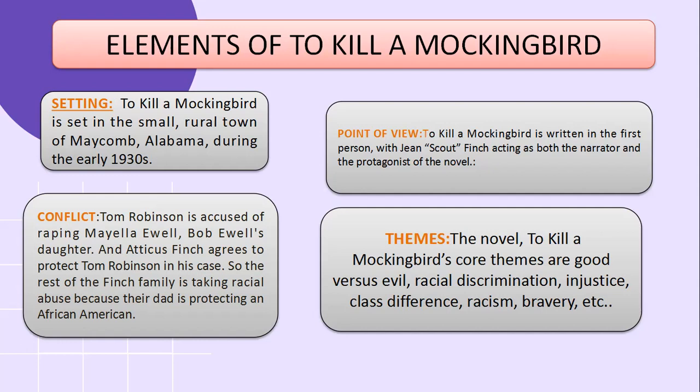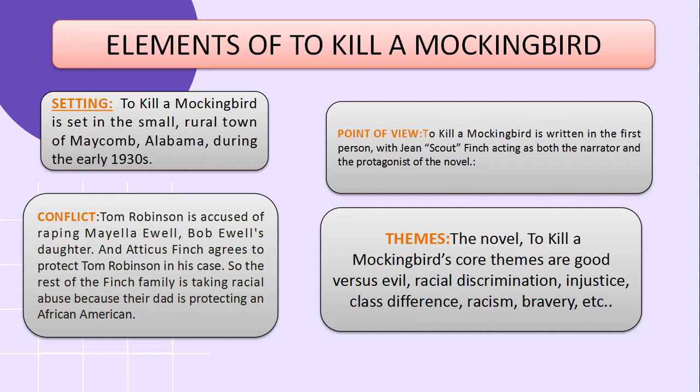The conflict: Tom Robinson is accused of raping Mayella Ewell, Bob Ewell's daughter, and Atticus Finch agrees to protect Tom Robinson in his case. The rest of the Finch family is taking racial abuse because their dad is protecting an African American. Actually, the conflict can be categorized in three different ways. The first one is man versus self. It happens between the sheriff versus himself. When Boo kills Ewell, the sheriff must decide whether to lie or to arrest Boo.